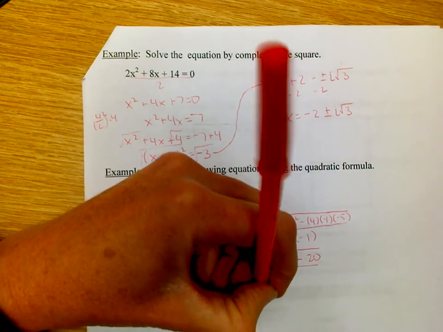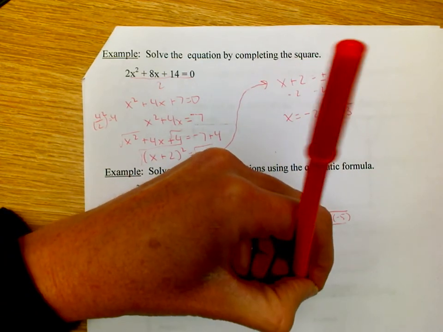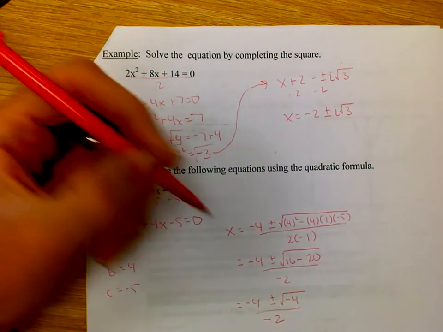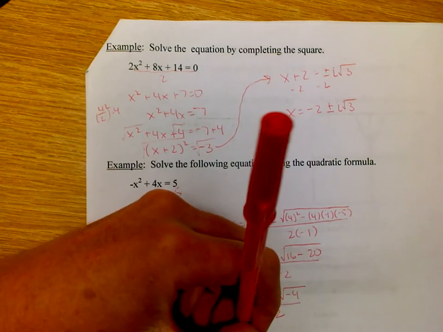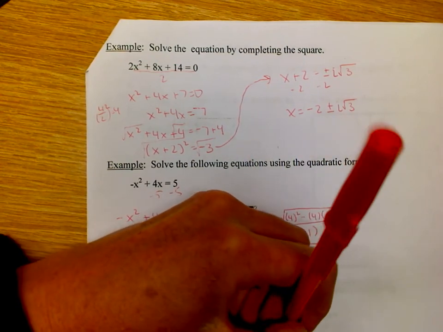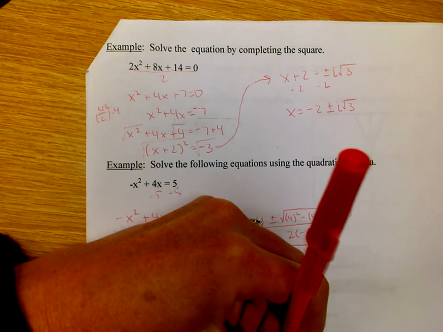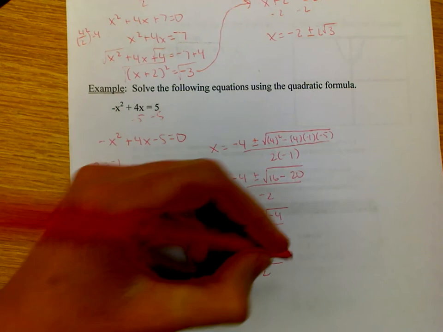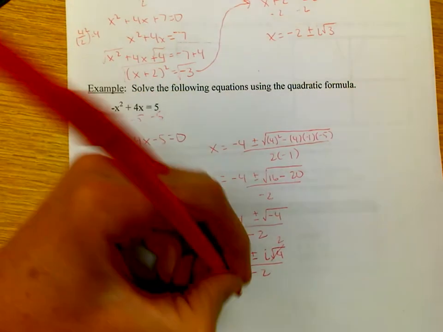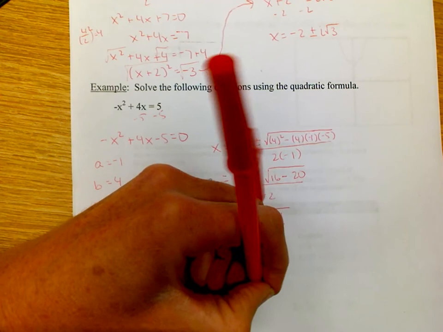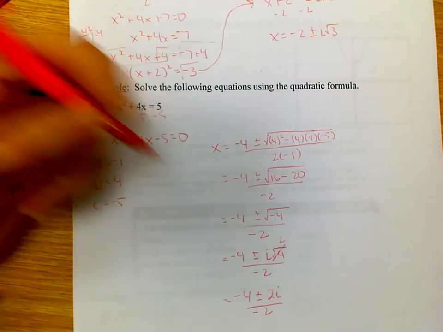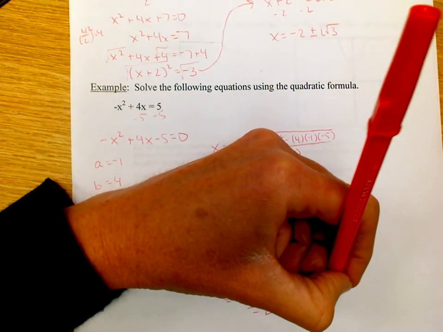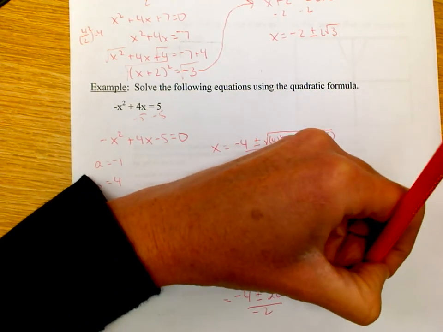Well, you can see right now that you're going to end up with negative 4 under the square root sign. And the square root of negative 4 can be represented by i times the square root of 4. If we continue to simplify, the square root of 4 actually becomes a 2. We now have negative 4 plus or minus 2i divided by negative 2. And since both of these values will divide by negative 2, our final answer is going to be negative 4 plus or minus negative 1i.